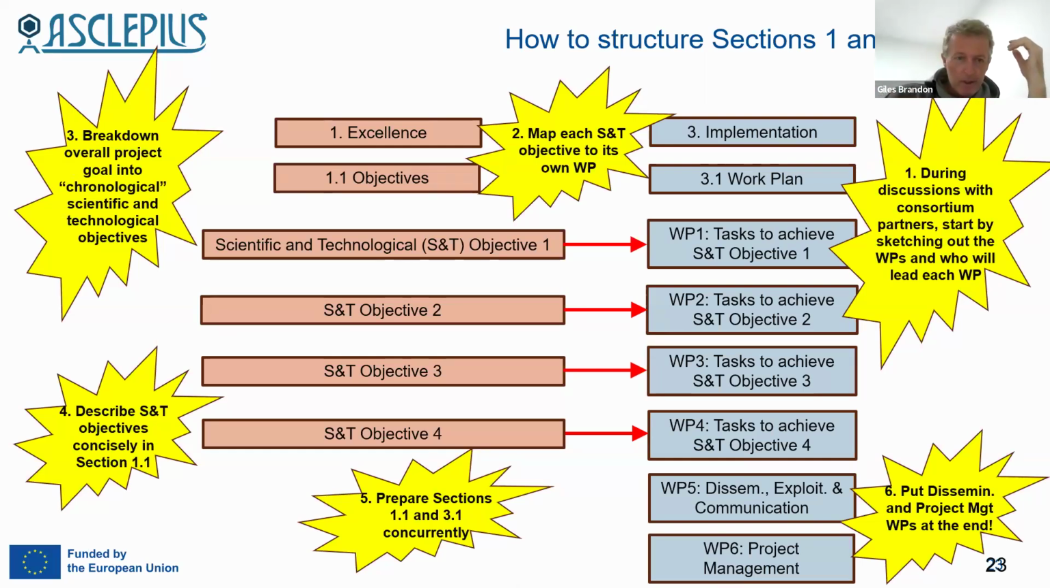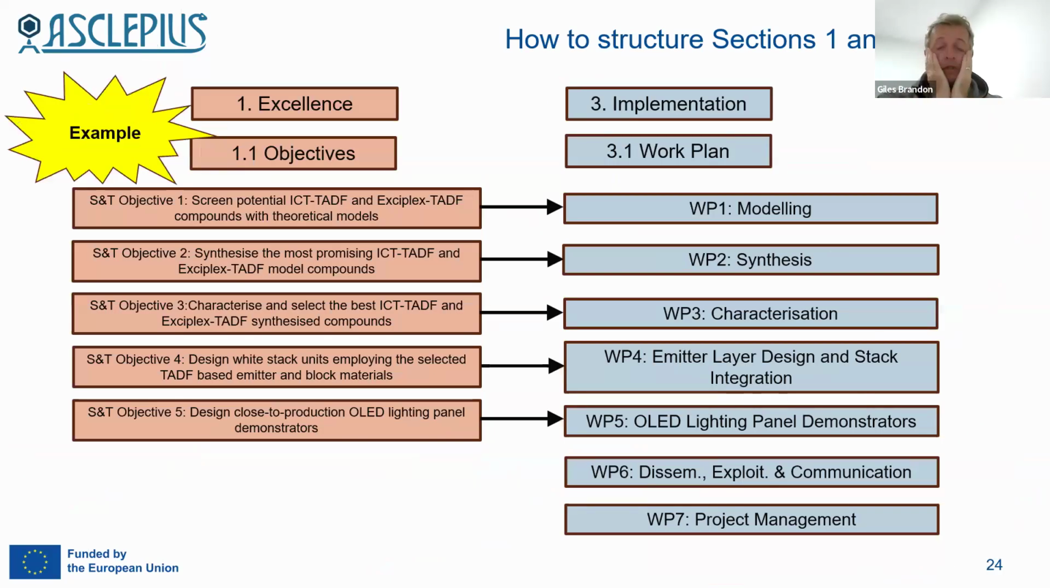Now, if that still sounds a little bit abstract, what I've been saying, here's a concrete example. This is an example from a project or proposal I had. It was again in this field of organic light emitting diodes. So on the right, the blue box is the blue column. These are the work packages that we ultimately had. And on the left, excellence. These are the different scientific and technological objectives. And so I got work package 1 leader. That person wrote objective 1, work package 2 synthesis, objective 2, and so on and so forth.